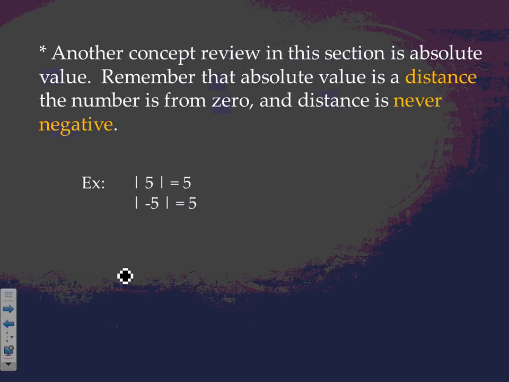Sorry about that. All right, another concept again is absolute value. Remember that absolute value is the distance the number is from zero. Distance is never negative, so answers to absolute value problems are not going to give you negative results. For example, if you wanted the absolute value of 5, 5 has a distance of 5 from 0. If you wanted the absolute value of -5, -5 also has a distance of 5 from 0.